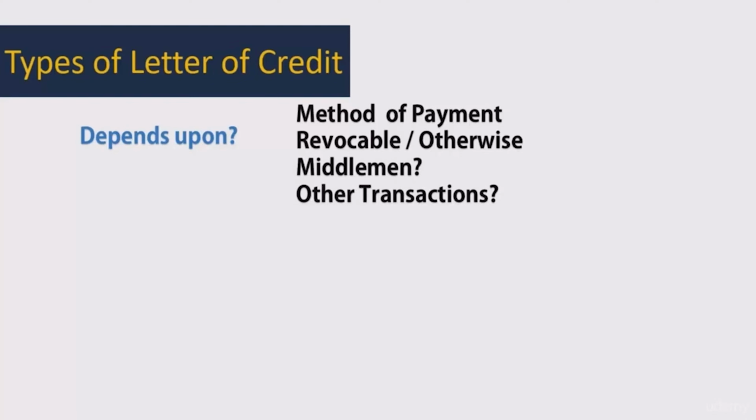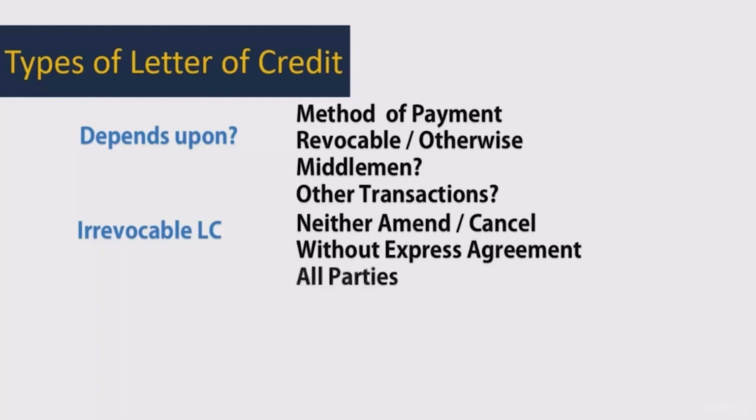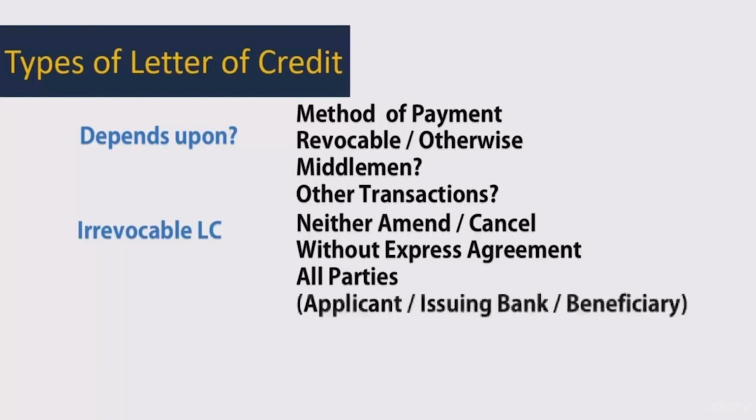Now, the basic classification we can have is number one, irrevocable LC. It does not mean we are going to have a revocable LC. That concept was removed way back in 2007. It means now all LCs that are opened are irrevocable in nature. It means you can neither amend nor cancel the LC without the express agreement of all parties to the LC. So that's what we mean by irrevocable LC. When we say all parties, the applicant, issuing bank, and beneficiary, all three at minimum should agree.